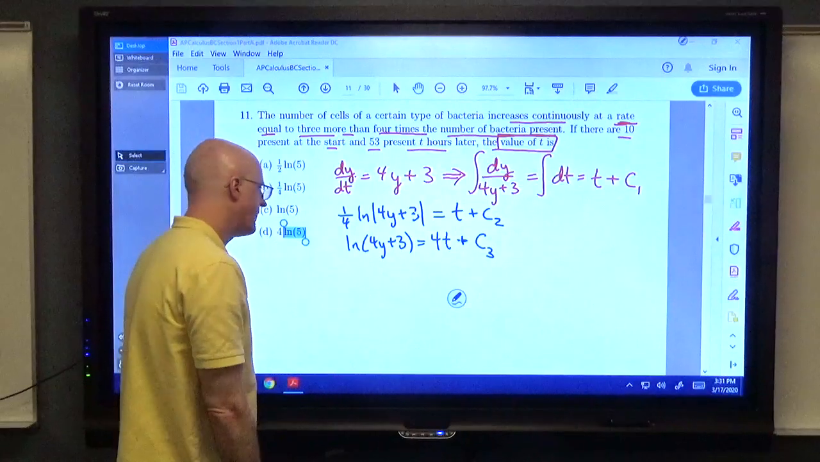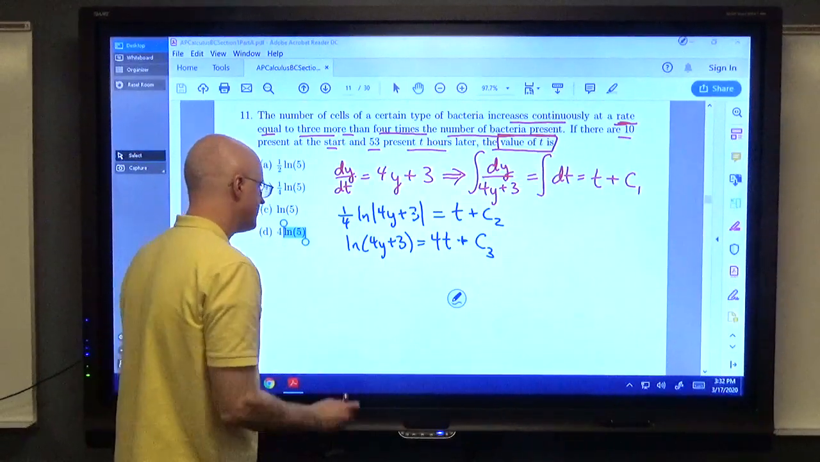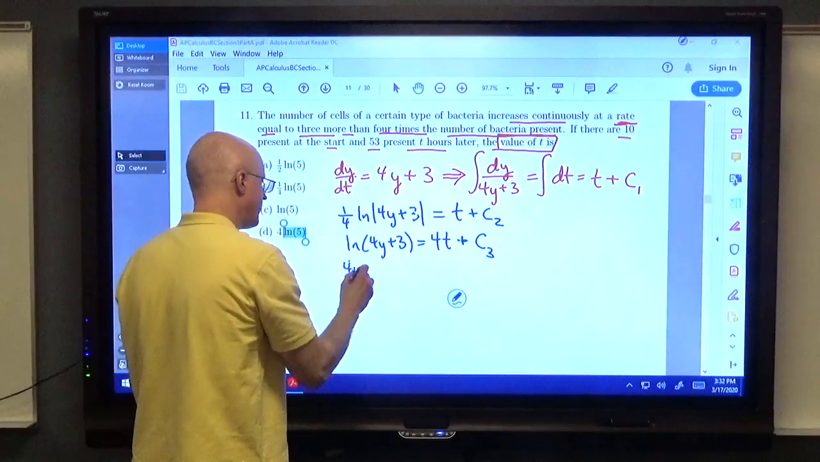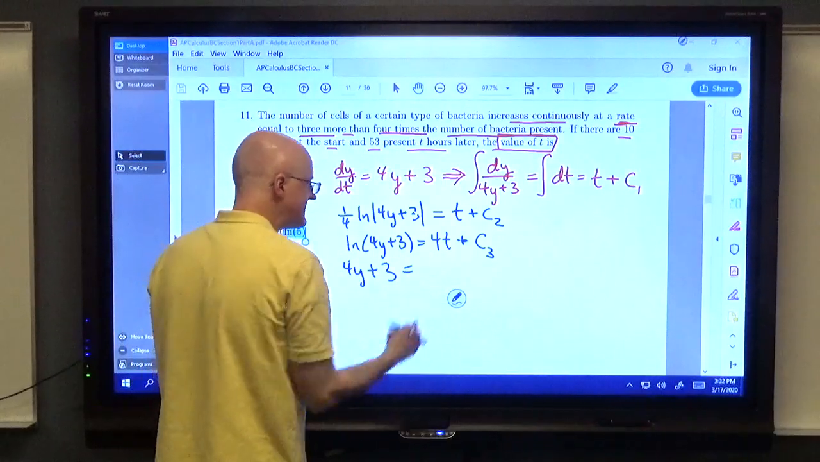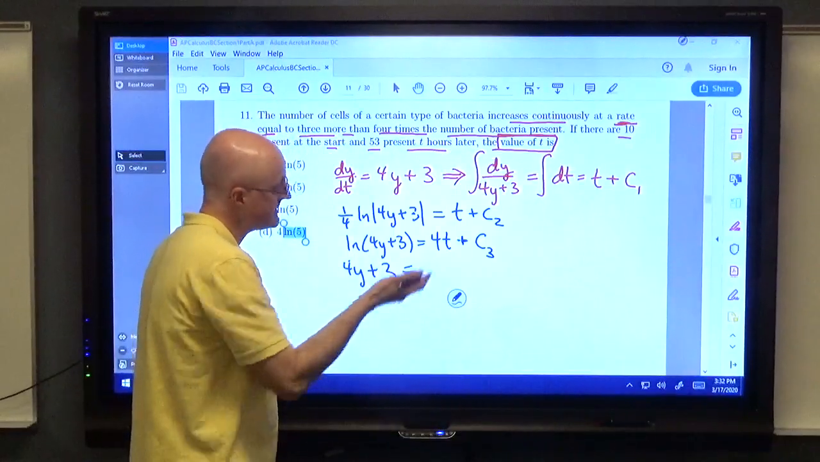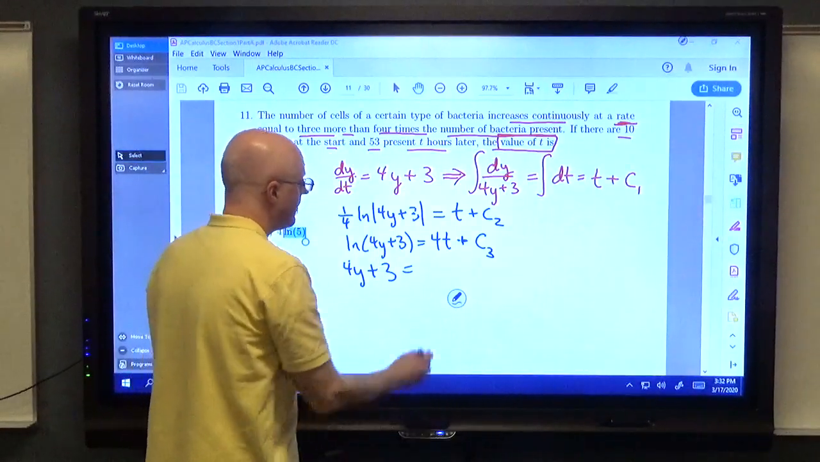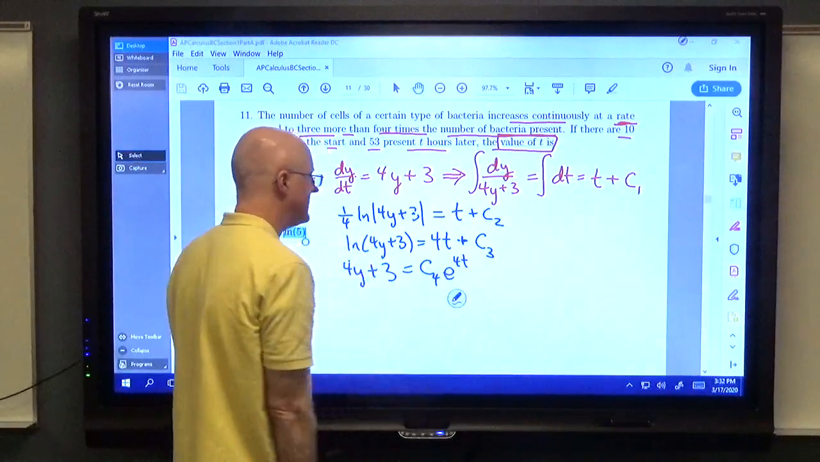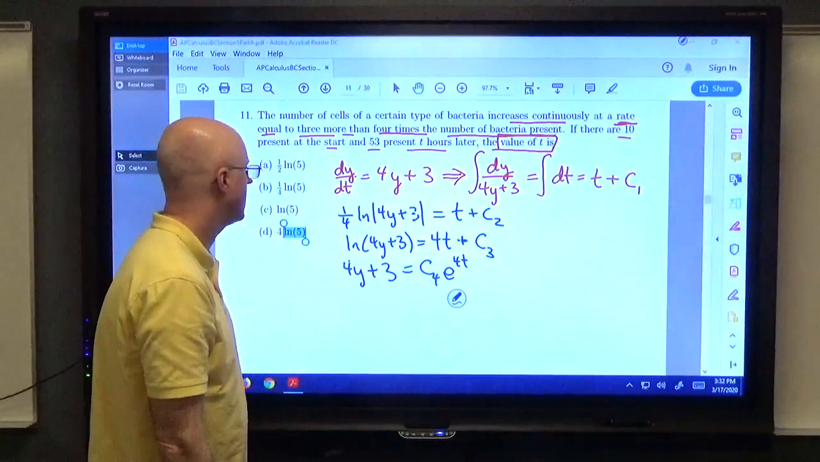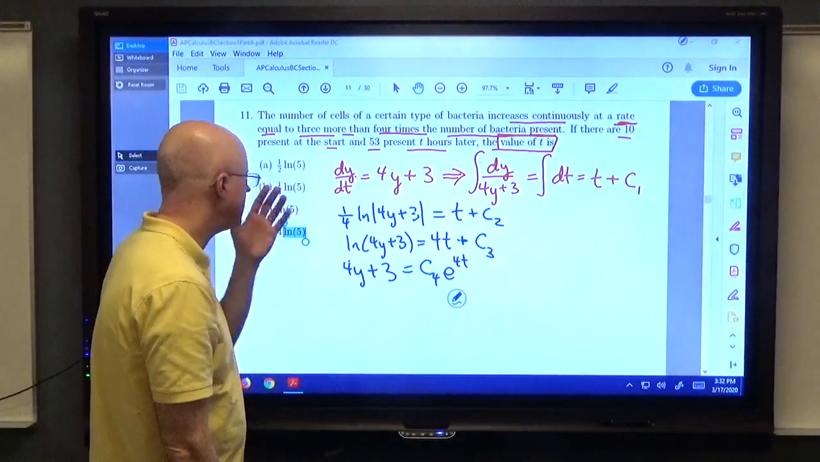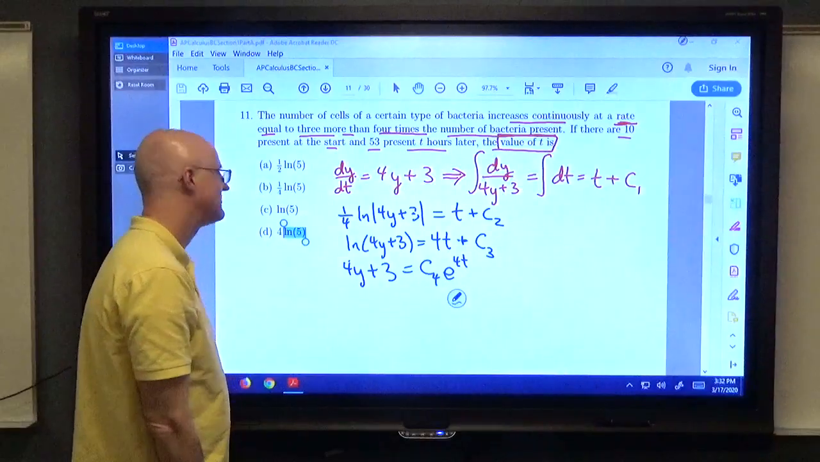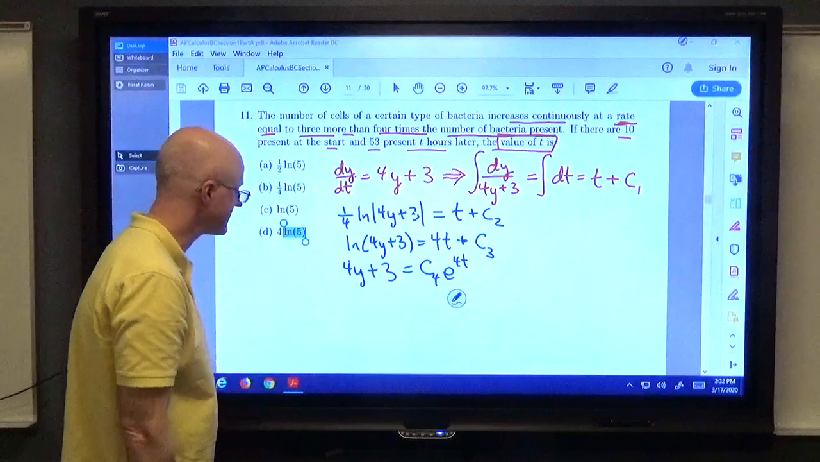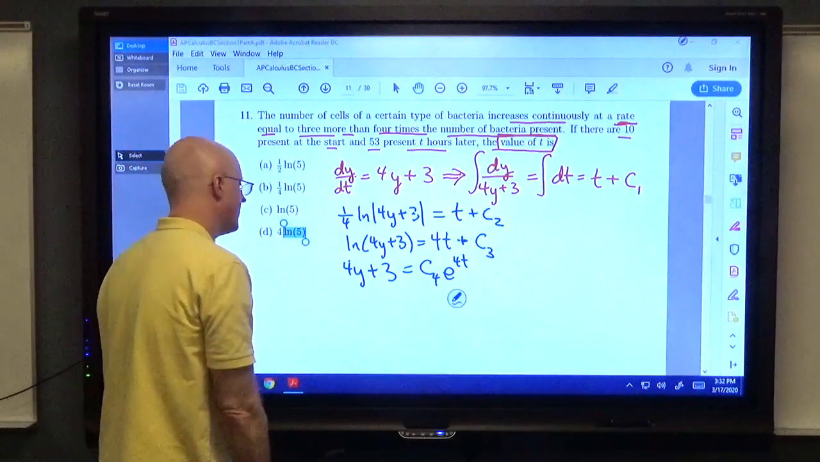Now I want to solve for y, get rid of the natural log, exponentiate. E to the natural log of 4y plus 3 would be just 4y plus 3. E to this thing would be e to the 4t times e to the c3, which I could write as c4 e to the 4t, where c4 would be e to the c3. Getting confused here. Which is technically positive, so I should have maybe got rid of my absolute values at this step, but don't worry about it.